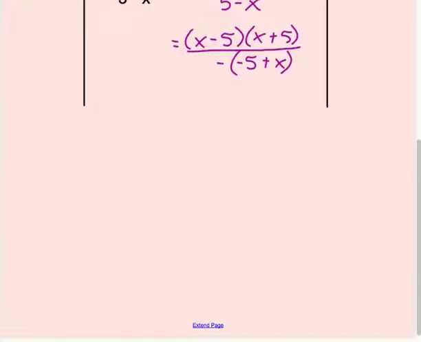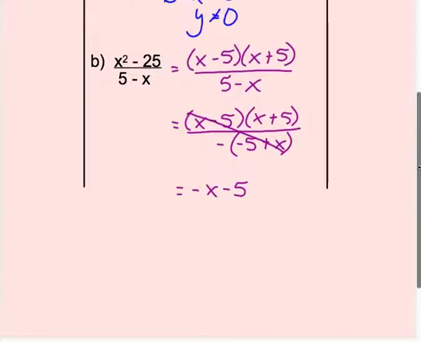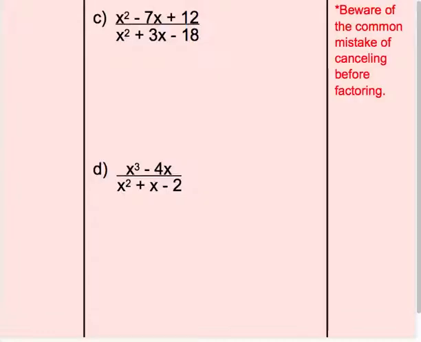So we can, because now it's in factored form, cancel our x minus 5 with our x minus 5 in the denominator, and then we'll have that x plus 5 divided by negative 1. So our simplified expression is negative x minus 5, and for the domain restriction, we have to go back to the original expression. 5 minus x was in the denominator, which cannot equal 0, which means x cannot equal 5. We're going to look at some more that are similar to that.